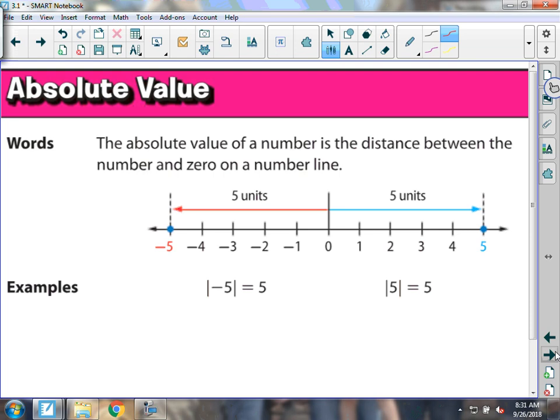Okay, now we're going to talk about absolute values. So absolute value is the distance between the number and 0. So if we look, the absolute value of -5 is 5, because -5 is 5 units from 0. The absolute value of +5 is 5, because again, it's 5 units from 0. Your absolute values will always be positive.